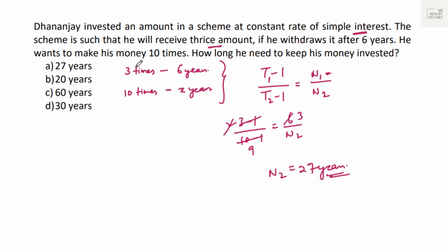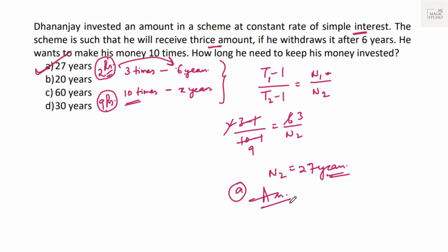Or in simple terms, you can understand that 3 times means 2 rupees earning. If he has invested 1 rupee, he is getting 3 rupees. That means 2 rupees earning he is getting in 6 years. Now if we want to make it 10 times, that means he wants to earn 9 rupees. So if 2 rupees earning is in 6 years, 1 rupee earning is in 3 years. To earn 9 rupees, he needs to invest for 9 into 3, that is 27 years. Option A is the pick.